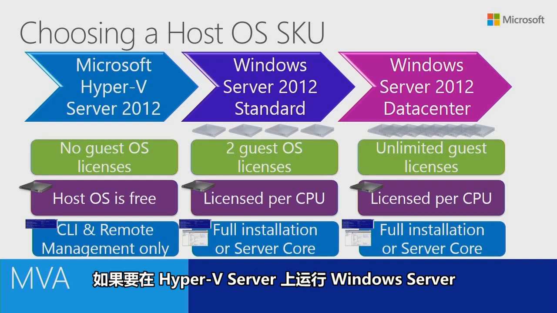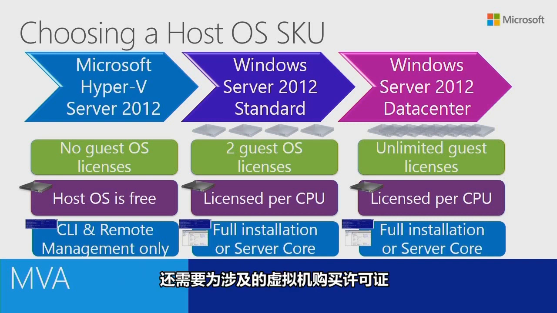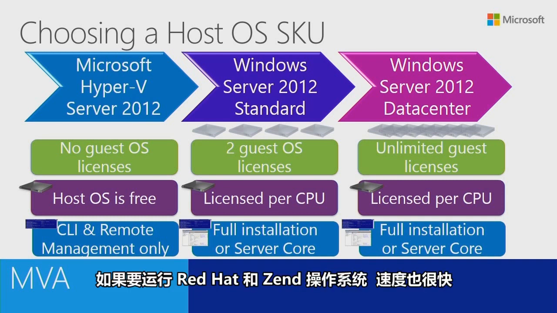Okay, so if you want to run Windows Server on it, well, you're going to still need to license the virtual machines on there. If you want to run Linux, guess what? Linux runs like a champ on this. You want to run Red Hat, you want to run CentOS, it's there. So I'll talk more about Hyper-V Server later, but at a very high level, those are some of the differences between the three.